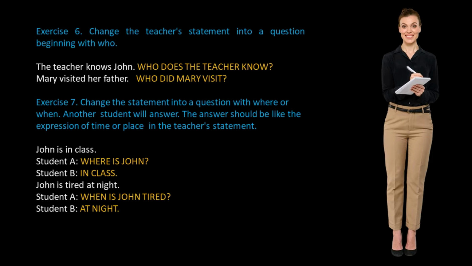Exercise 7. Change the statement into a question with where or when. Another student will answer. The answer should be like the expression of time or place in the teacher's statement. For example, John is in class. Student A: Where is John? Student B: In class. John is tired at night. Student A: When is John tired? Student B: At night.